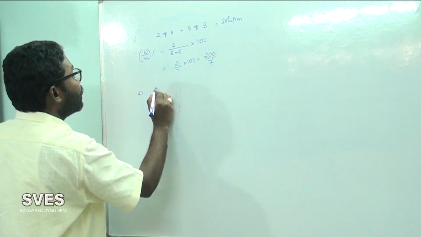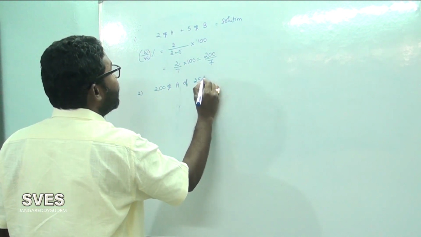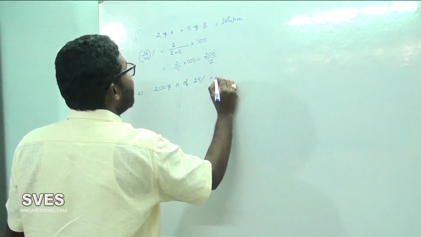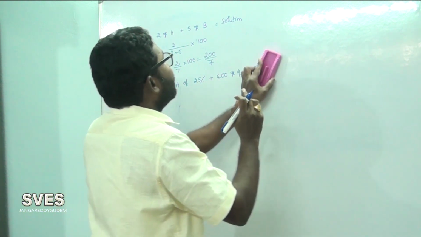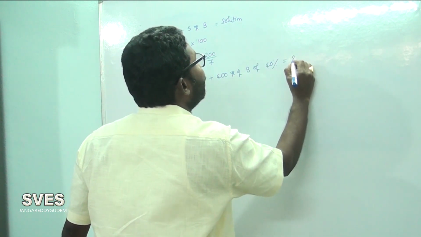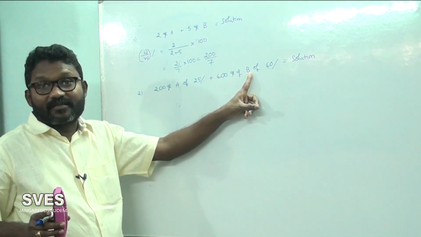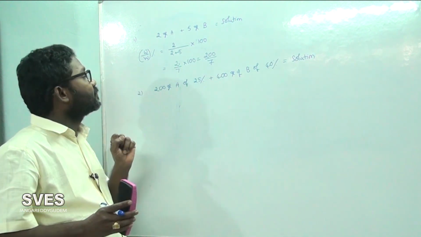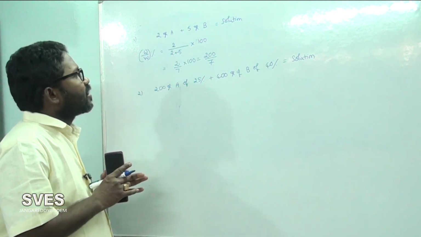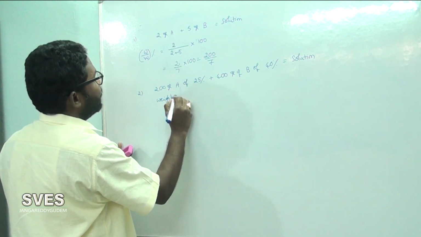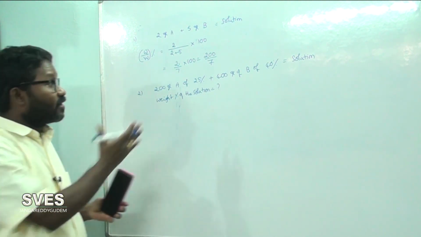And one more problem. For example, 200 grams of A of 25% and 400 grams of B of 40% are mixed to form a solution. There are 2 components, one is A, another is B. Here 200 grams, here 400 grams. Here 25%, here 40%. It is also a binary solution. I want to calculate the weight percentage of the solution. How can we calculate?